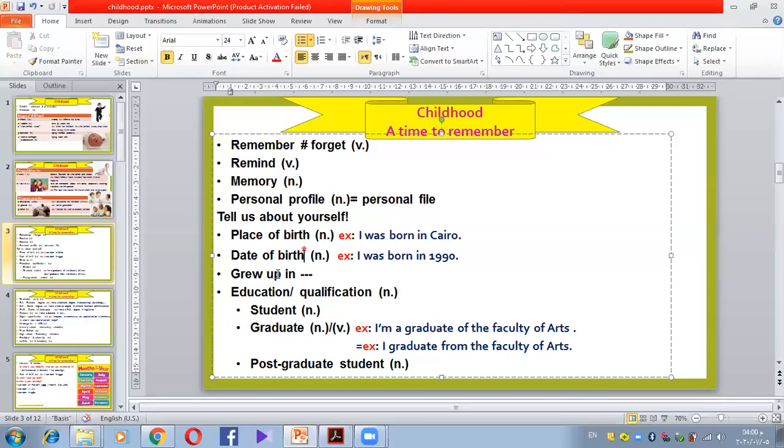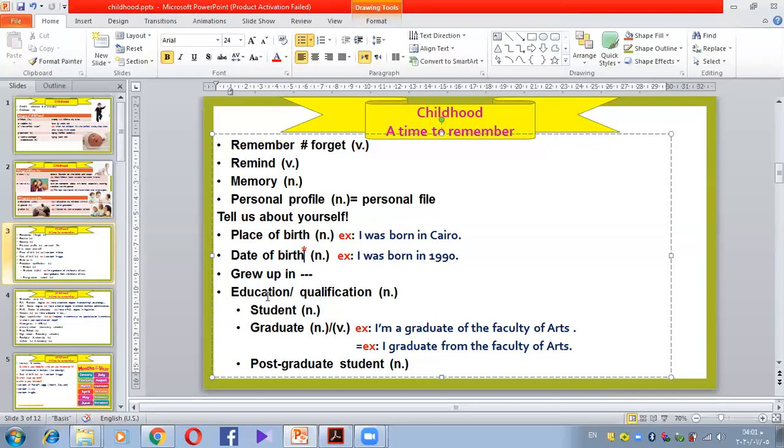For example, for me, I was in Alex and then I came to Cairo. So I'm gonna say what? I was born in Alex. I grew up in Alex. Okay? And then I moved to Cairo.